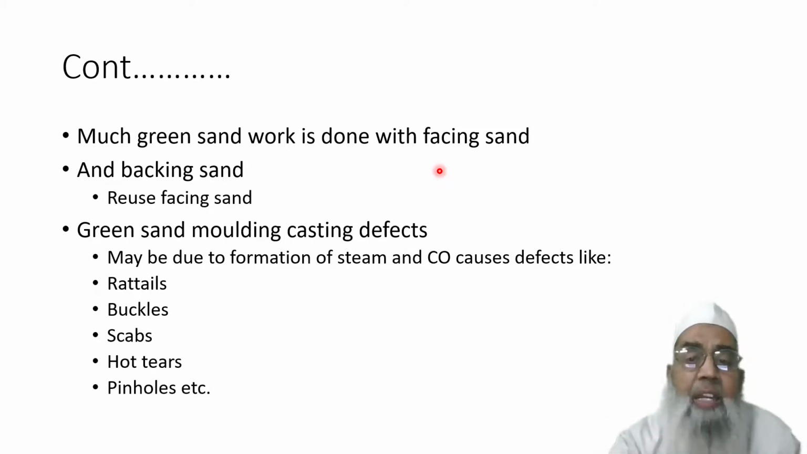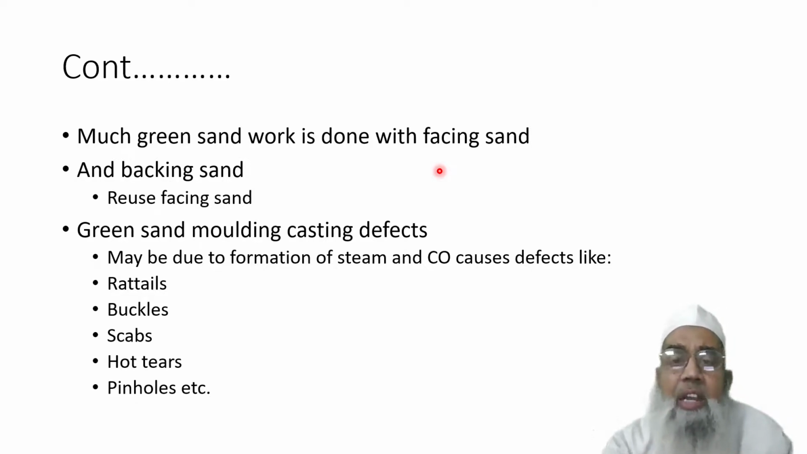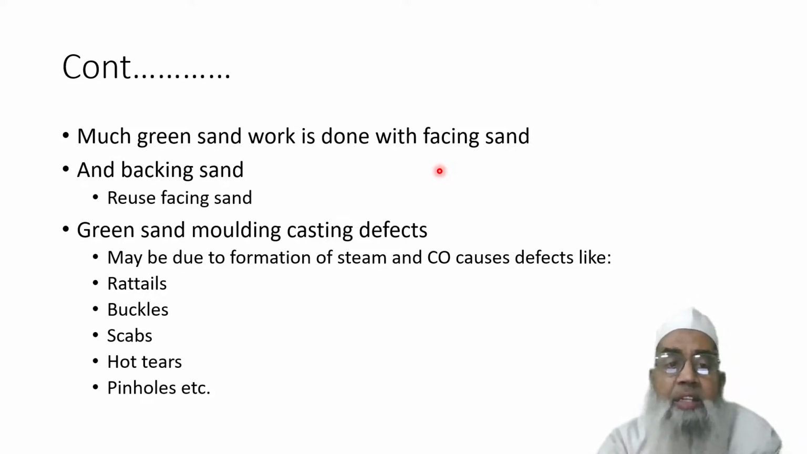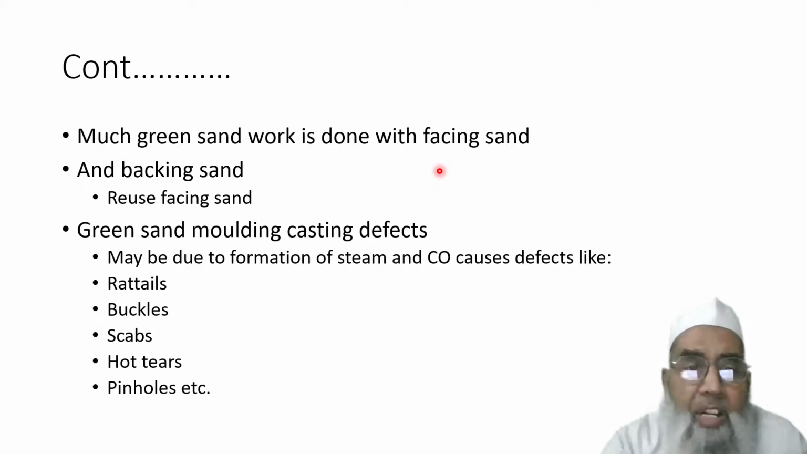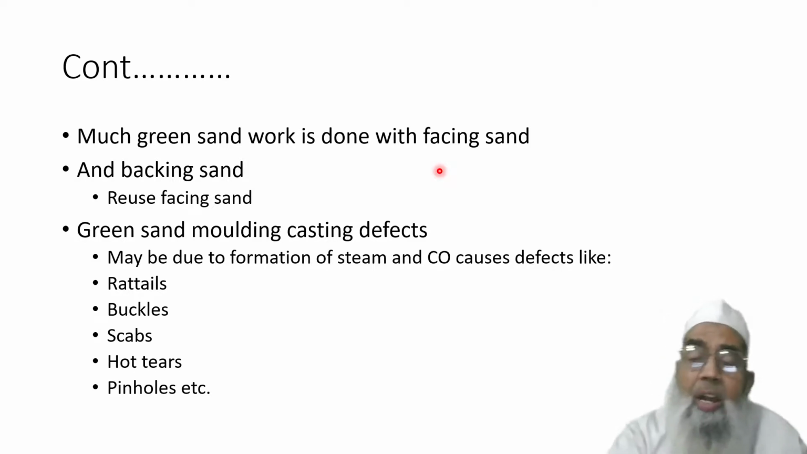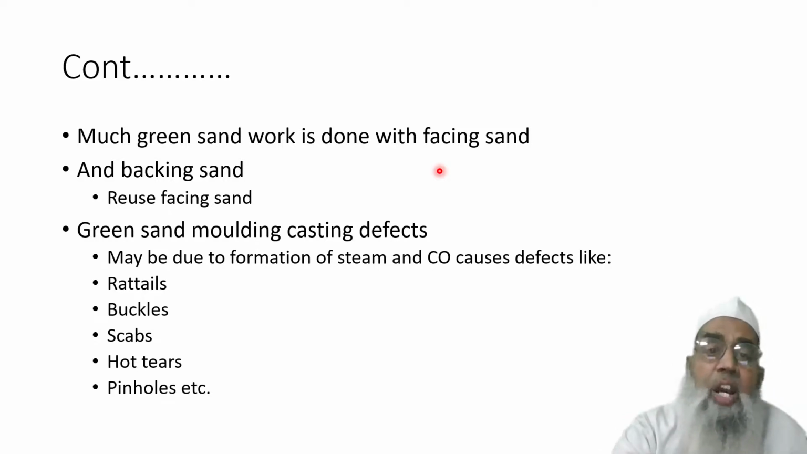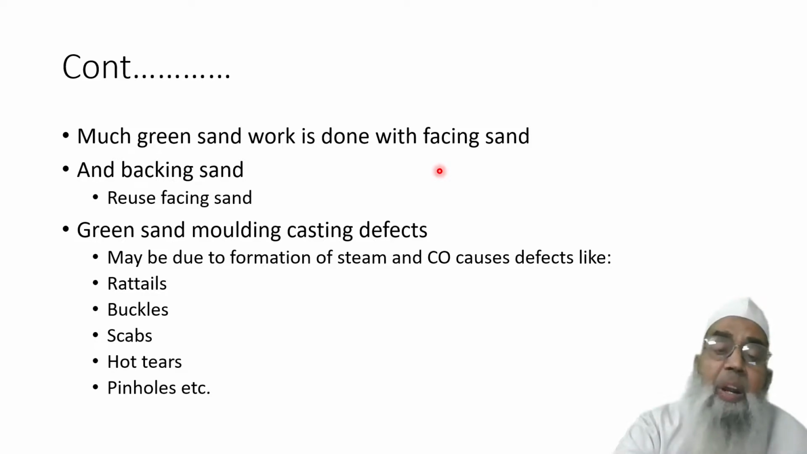Therefore, we have to keep an eye, because the carbon reacts with moisture and gives ferric oxide, and carbon monoxide is being released. Now, that steam and carbon monoxide get entrapped, and they may cause defects like rat tails, buckles, scabs, hot tears, pinholes, etc., and therefore we have to take this into account, so that these can be properly tackled.